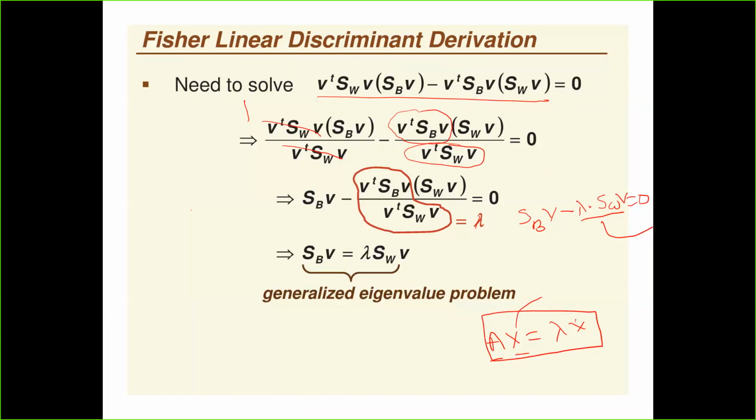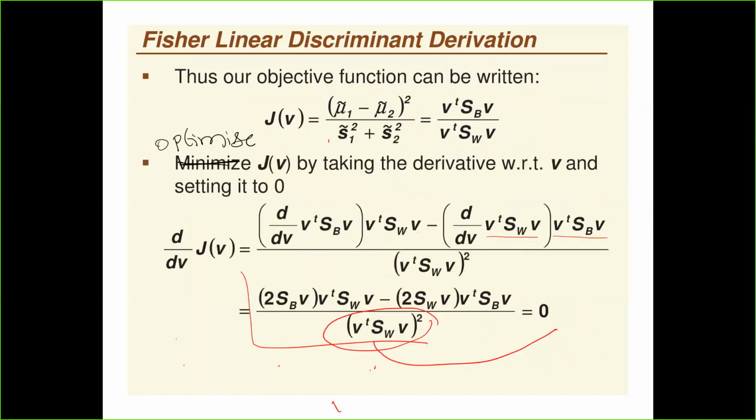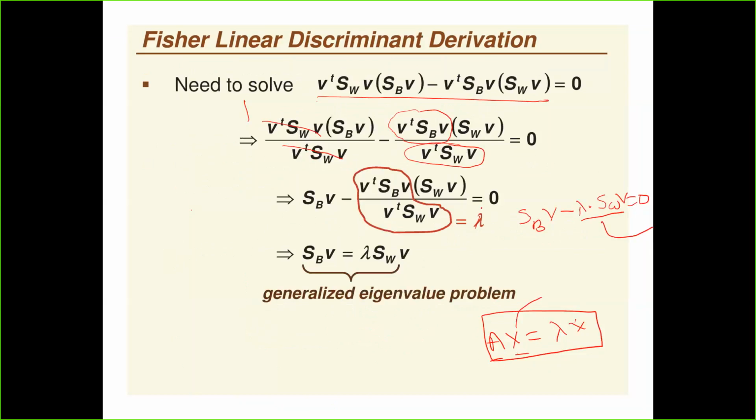So that lambda only is the J of V, no, sir? The previous slide. Lambda is not J of V, madam. Lambda is some scalar. It doesn't matter to you. Some scalar, some value.